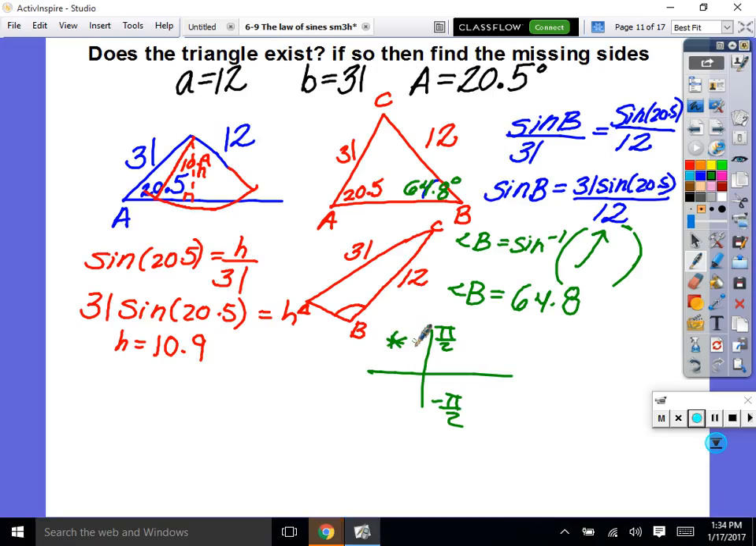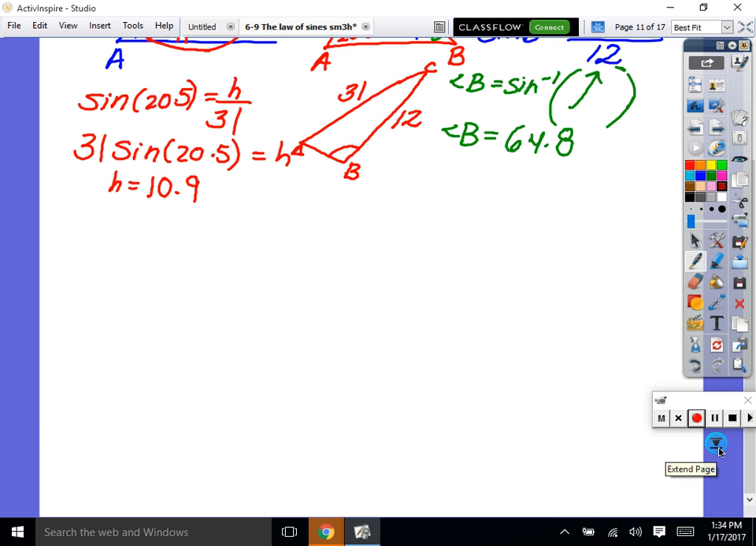But we do have this obtuse angle. So how would we find this obtuse angle? Okay guys, this is one of those times where you're not focusing and there's too much silliness going on. So how would we find the obtuse angle?